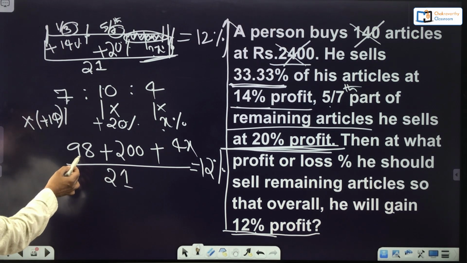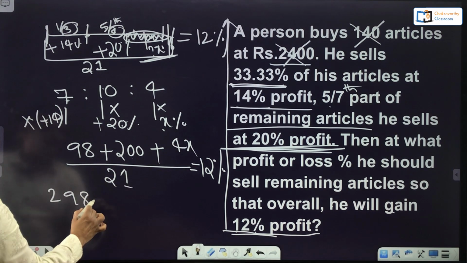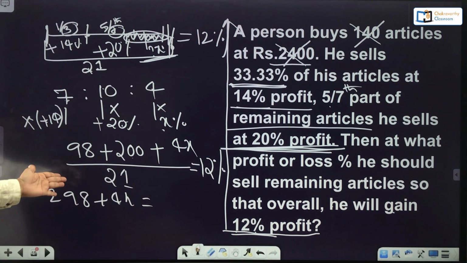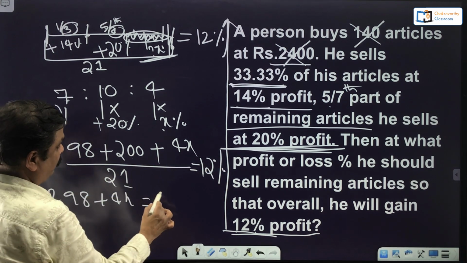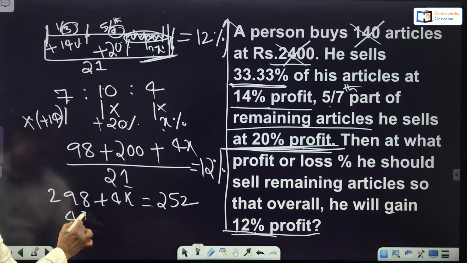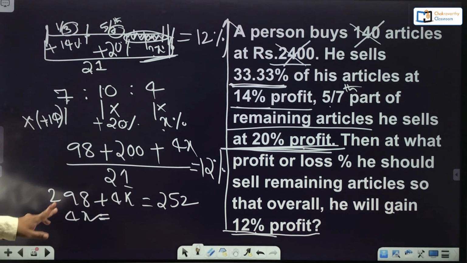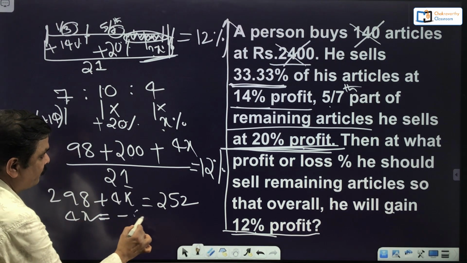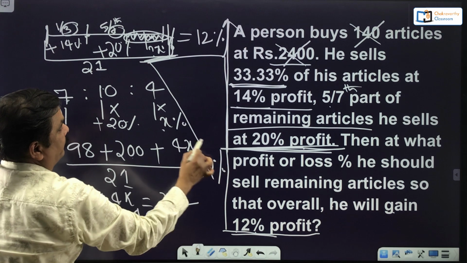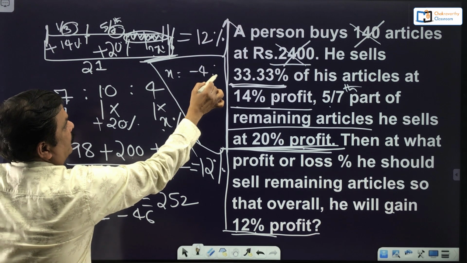This is 98 and this is 200. This will become 298 plus 4x is equal to 12 into 21. 12 into 20 is 240, plus 12, 252. Simplification part you do. Now this is 4x is equal to 252 minus 298, that is minus 46, right? So the 4x is equal to minus 46. X is equal to minus 46 by 4.